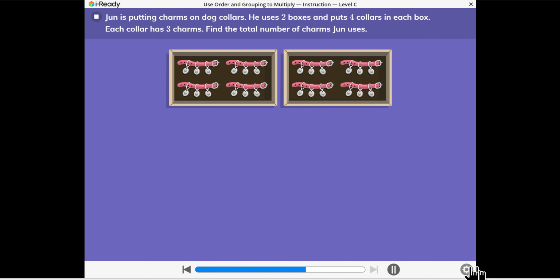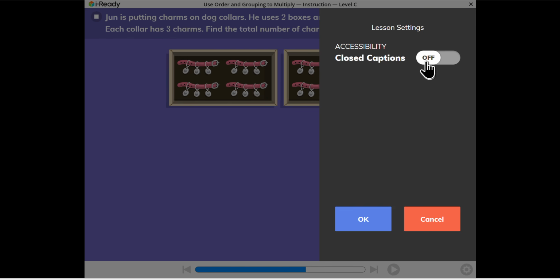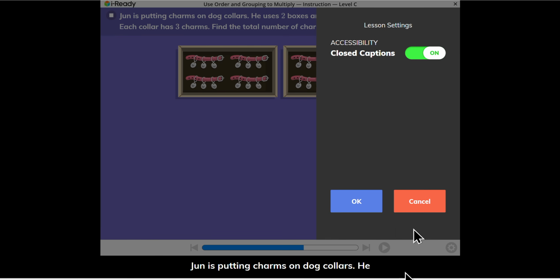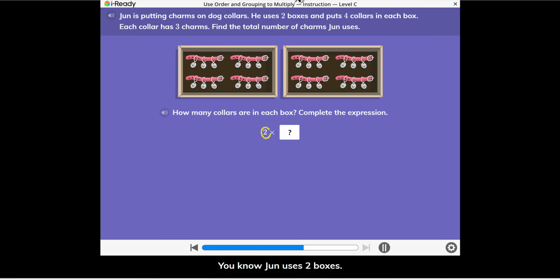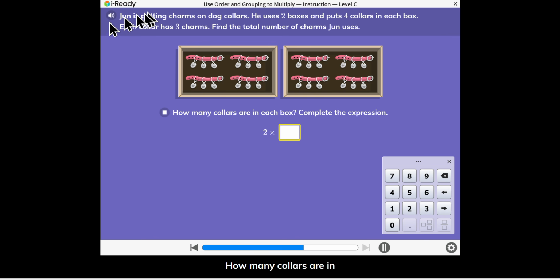June is putting charms on collars. He uses 2 boxes and puts 4 collars in each box. Each collar has 3 charms. Find the total number of charms June uses. You know June uses 2 boxes. How many collars are in each box? Complete the expression.